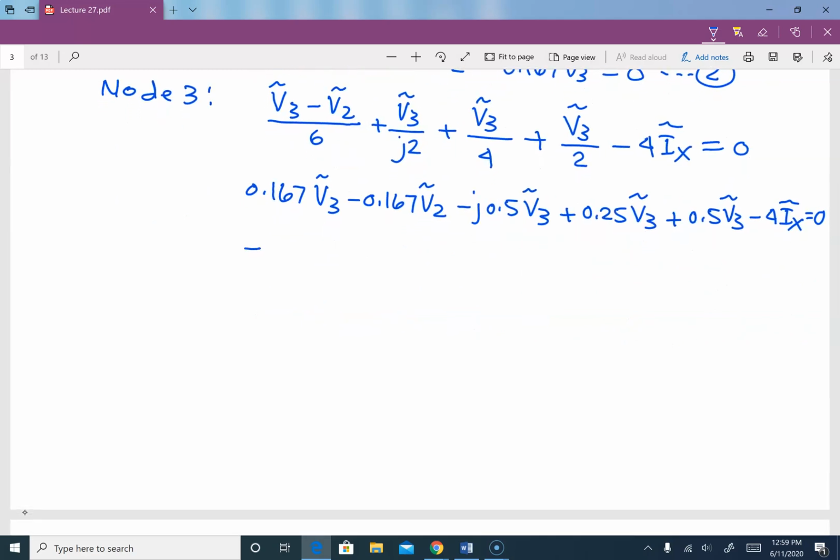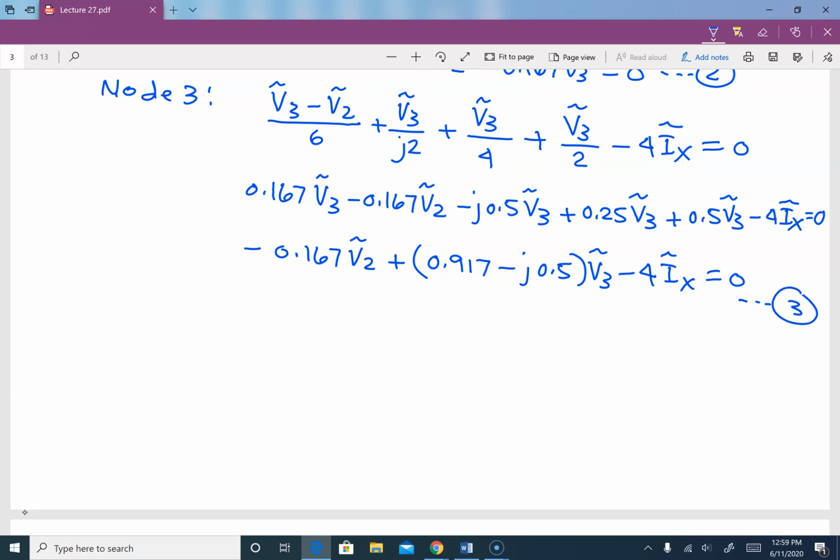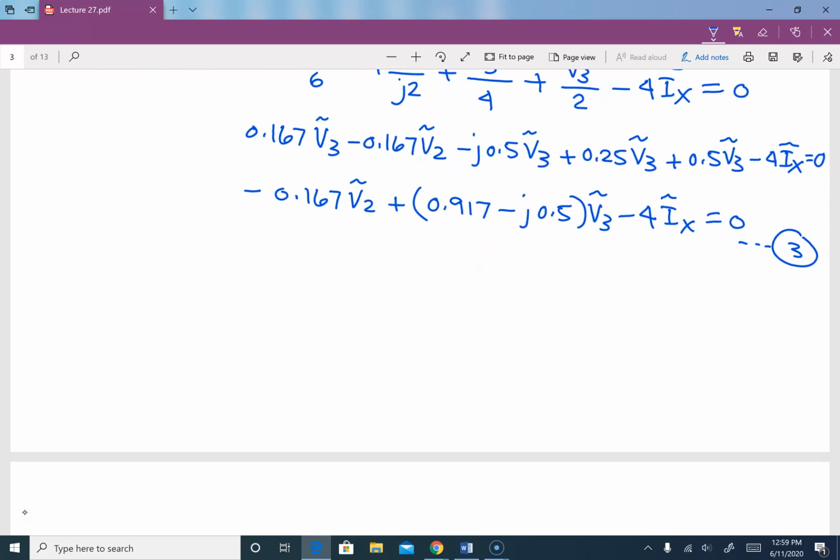We will get negative 0.167 V2 plus 0.917 minus J0.5 V3 minus 4Ix is equal to 0. And this is our third equation. So now we have 3 equations, but we have 4 unknowns because of the dependent source. So we have to write an equation for Ix. So our Ix in this case is equal to V3 over 4.